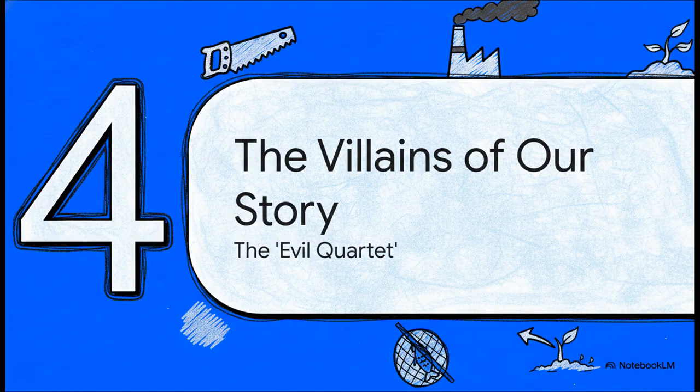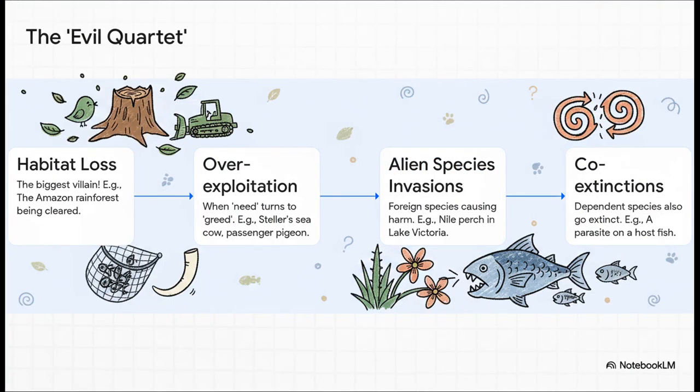Okay, so if our ecosystem is in danger, who are the bad guys? What are the main threats? Let's meet the villains of this story. Your textbook calls them something very easy to remember for the exam, the Evil Quartet. All right, so there are 4 of them.